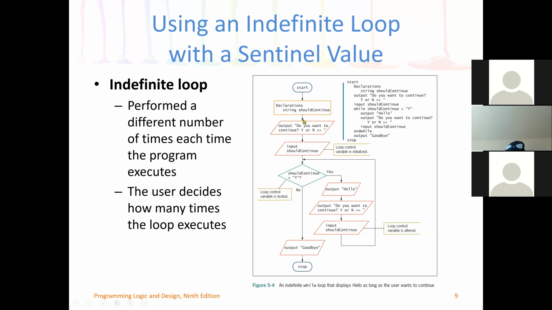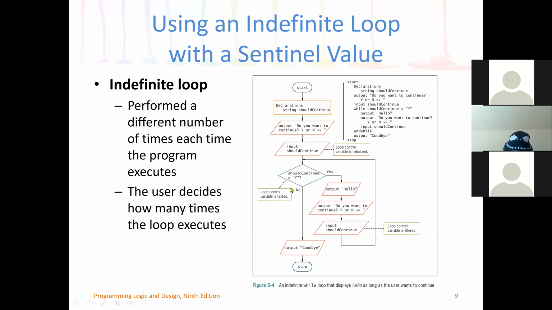So here we declare a variable named should continue. The data type is string. And we have an output: do you want to continue? You say yes or no. Then we have input should continue, and this is where the loop variable is initialized. But again, it isn't initialized to a value where we start from a specific value.